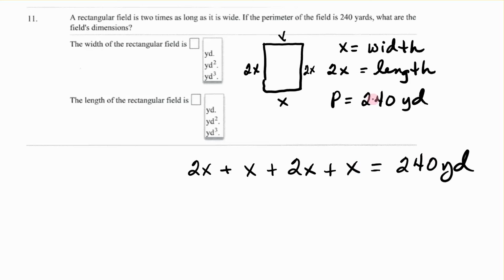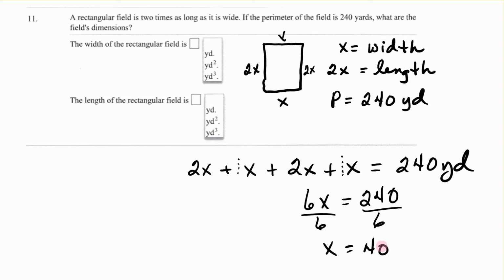perimeter, which is 240. All right, in algebra, when you have a single variable, it has a coefficient of 1, so I'm adding 2, and 1 is 3, and 2 is 5, and 1 more is 6x. I just combined like terms. 6x is 240. Divide by 6, and x is 40. We just found x, and x is the width. It is 40, and it is yards.